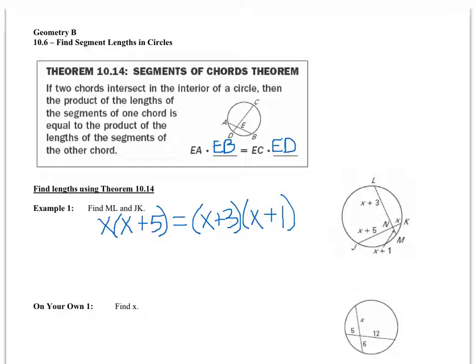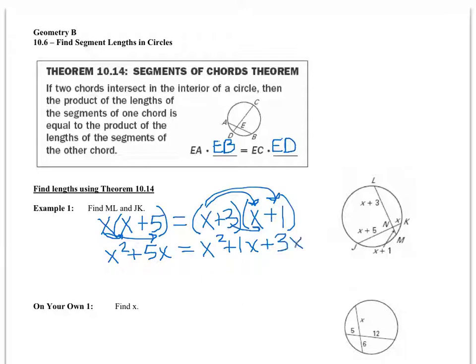Now we need to do a little distributing here. X times x is x squared. X times 5 is positive 5x. That equals, we're going to use FOIL over here, x times x is x squared. X times 1 is 1x. 3 times x is 3x. And 3 times 1 is 3.